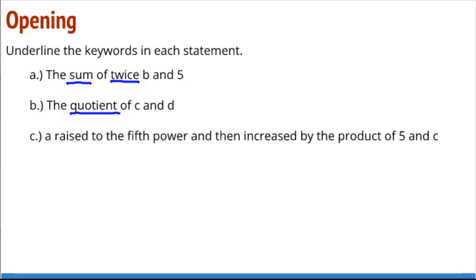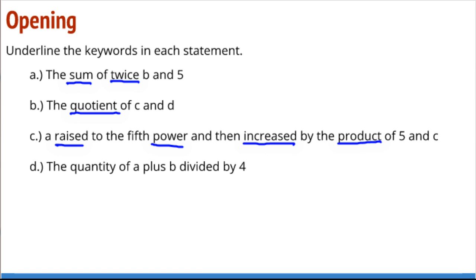A raised to the fifth power and then increased by the product of 5 and C. Now I've got this raised to the fifth power, so that's going to be some exponent tip off to me. And then I have an increased, so I'm performing some type of addition operation. And then I have a product of 5 and C. So a lot going on in that particular expression. The quantity of A plus, I've got addition going on there, and then divided by 4.